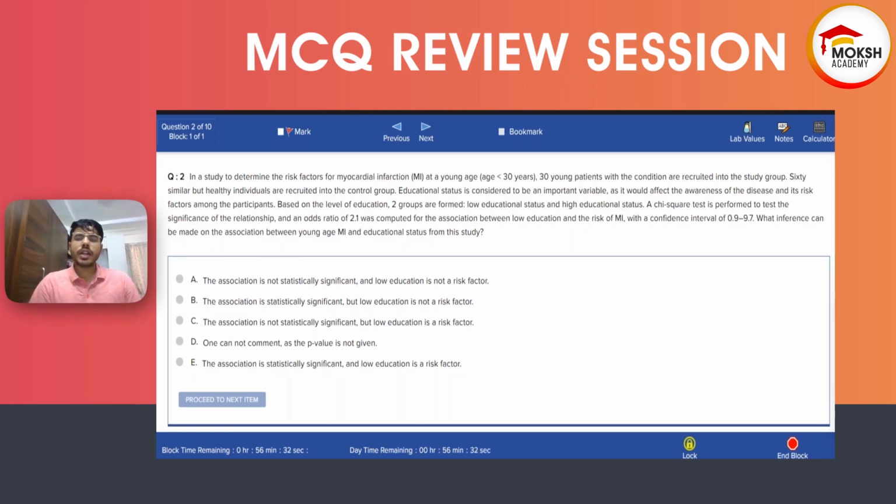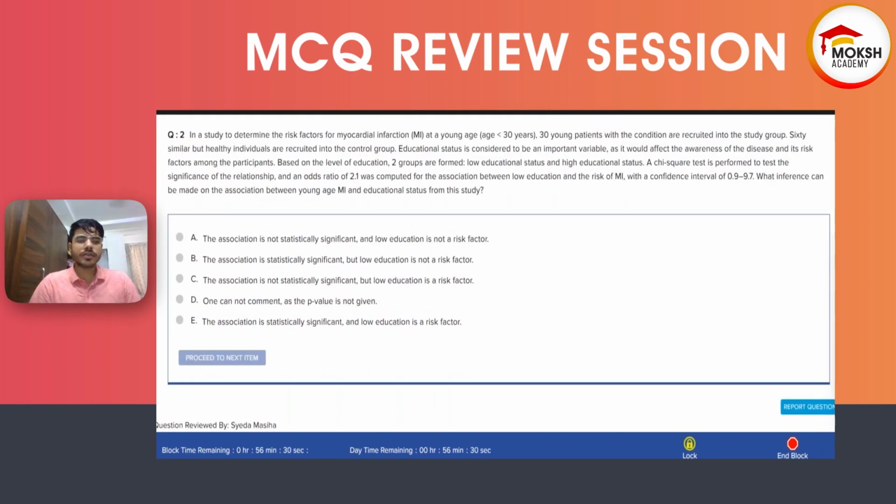A chi-square test is performed to test the significance of the relationship, and an odds ratio of 2.1 was computed for the association between low education and the risk of MI, with a confidence interval of 0.9 to 9.7. What inference can be made on the association between young age MI and educational status from this study?